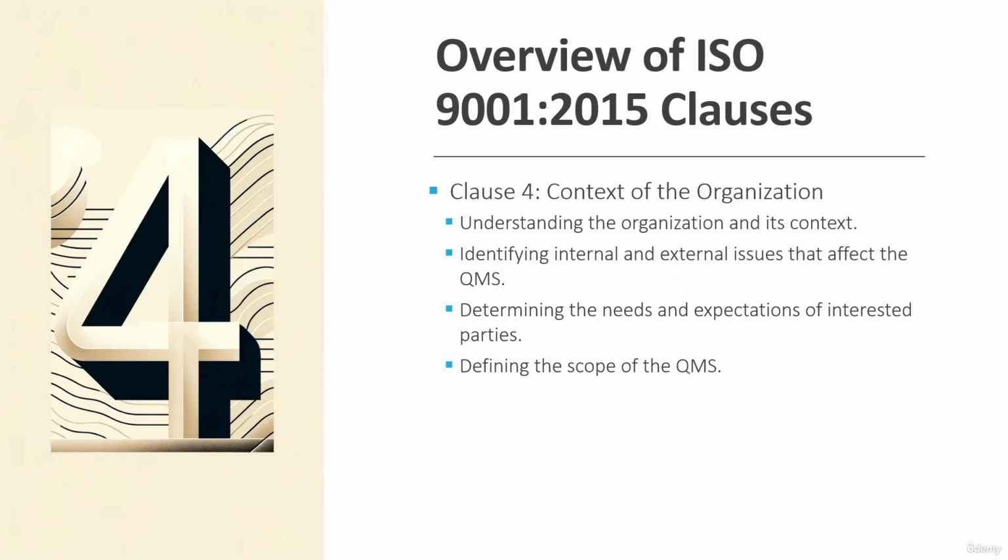Once you have done that, the next step will be defining the scope of the QMS. Now, based on whatever information you have collected from the internal and external issues, and from the needs and expectations of interested parties, here you define what will be the scope of your quality management system. Which part of the organization is implementing the quality management system? What are the facilities which are included, excluded? So here you define what all you want to put into the quality management system. So this is clause number 4.